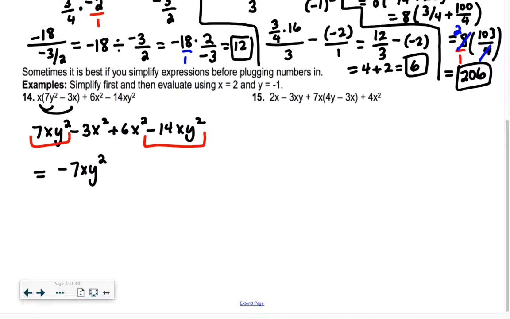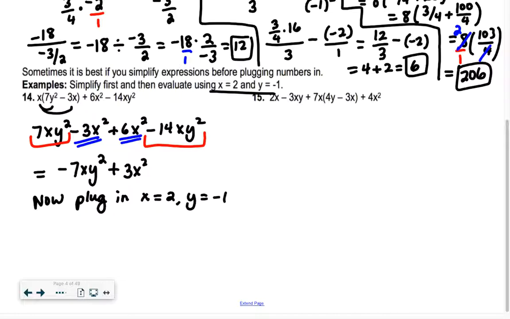And then I have my x squared terms. I have negative 3x squared plus 6x squared, so I get plus 3x squared. That's our answer. Oh, I guess not quite our answer, is it? You're like, wait a second. Okay, so that's our simplified form. So we've simplified as much as possible. Now we're going to plug these numbers in. So now plug in x equals 2 and y equals negative 1.